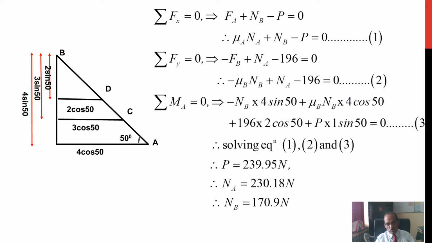We'll solve some more problems on ladder so that you will get more practice on the problems of ladder.